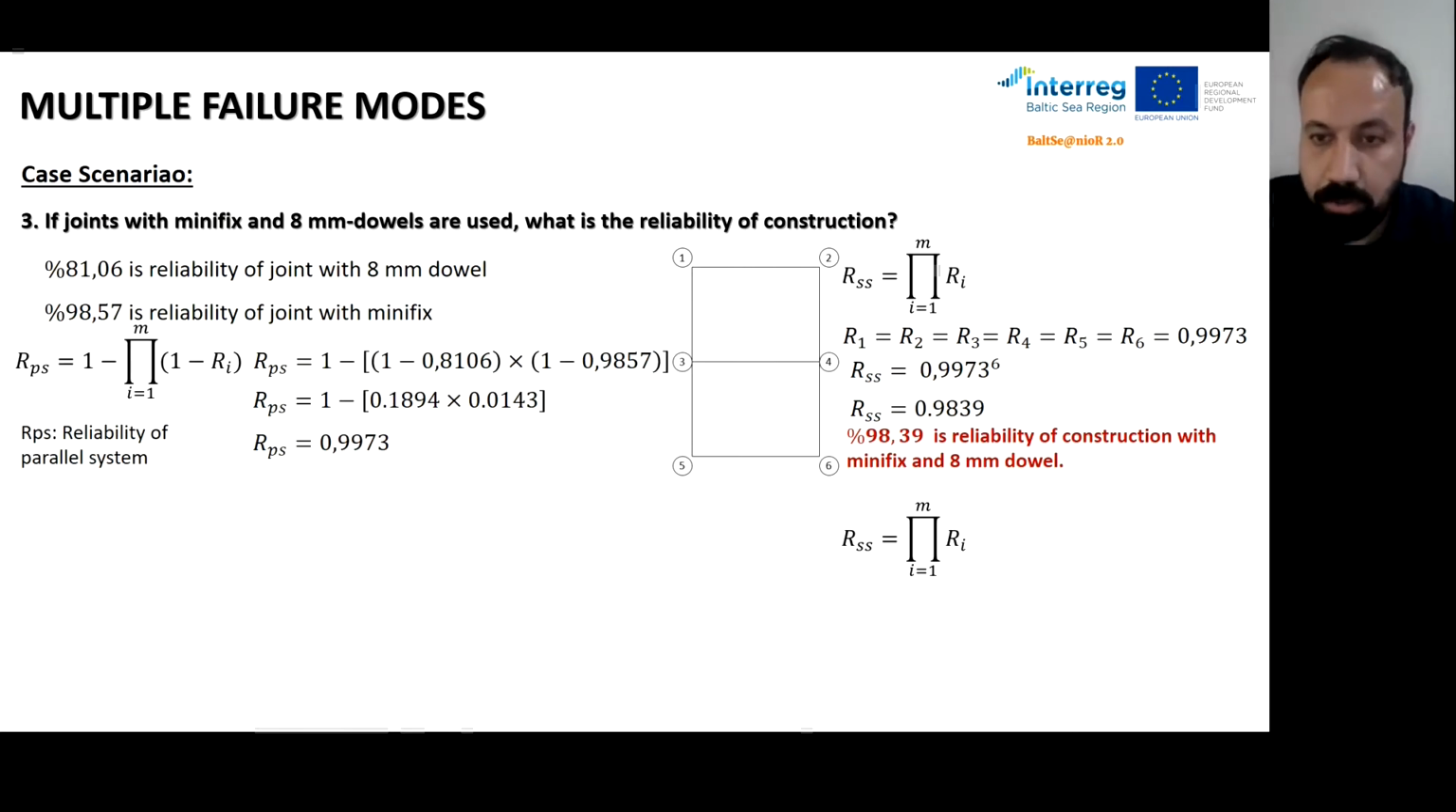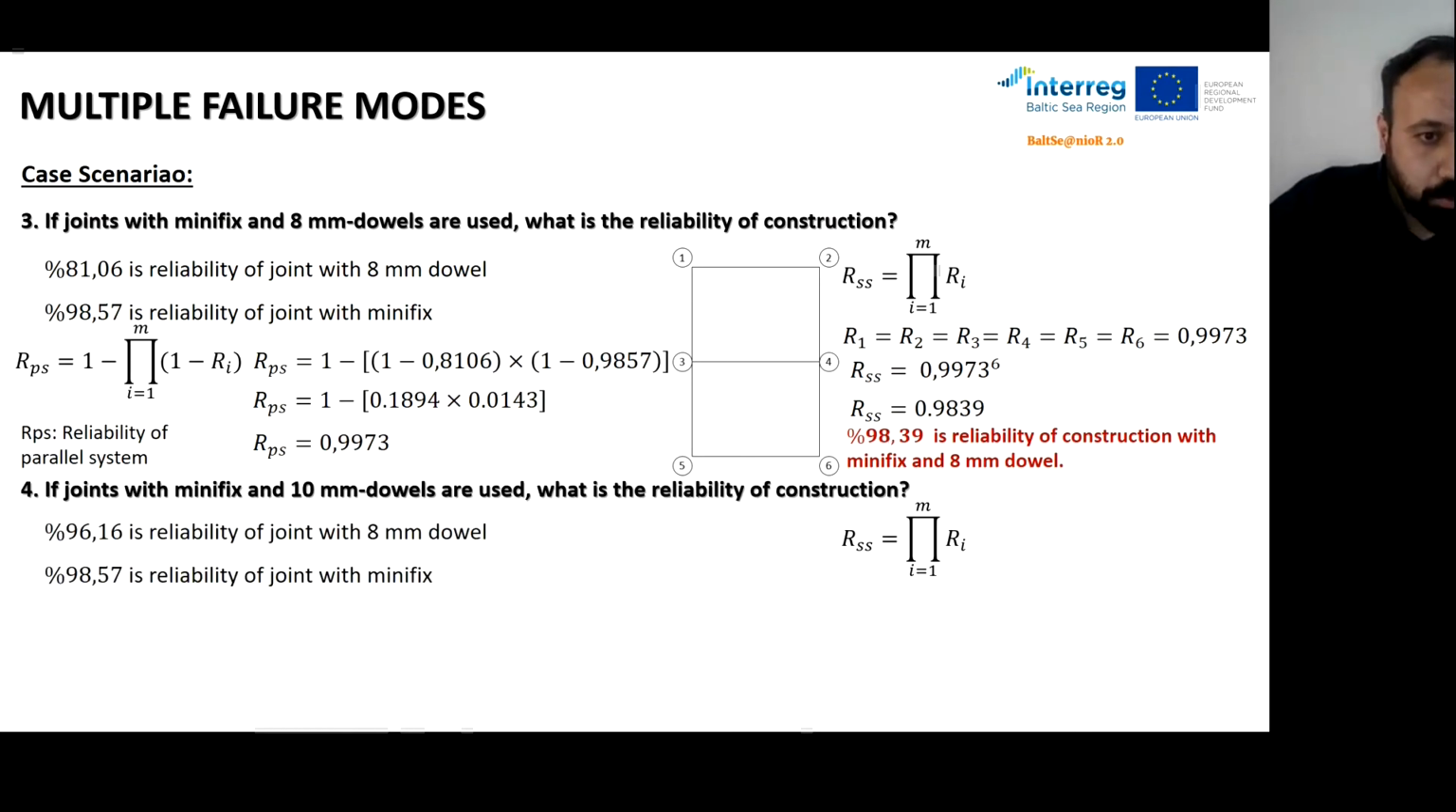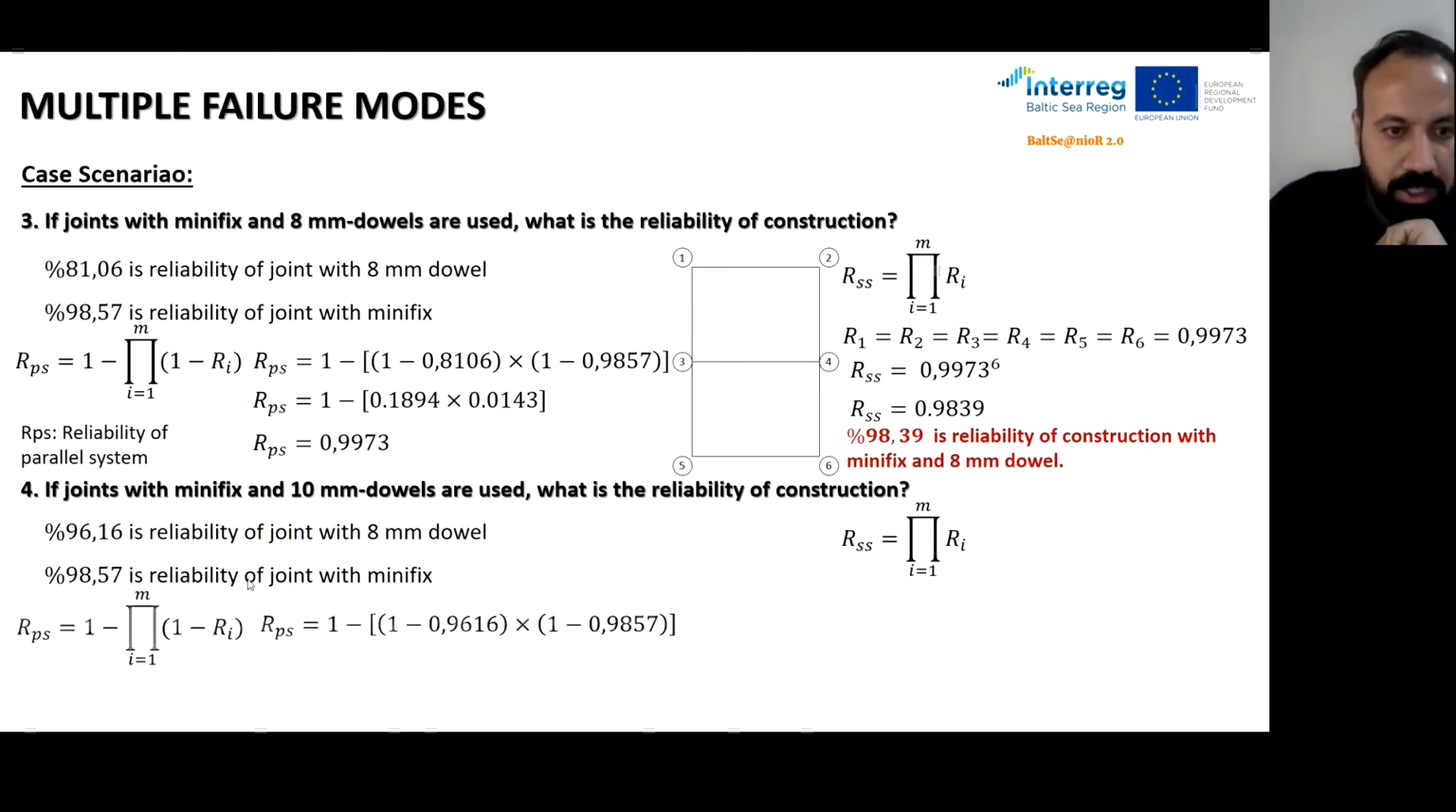98.40%. If I use Minifix and 8mm dowels, what is my reliability? If I use Minifix and 10mm dowels, what is my reliability of construction? So here is going to be the reliability of the 10mm dowel and the reliability of the Minifix. I will just do this for every joint, so I need to calculate its reliability.